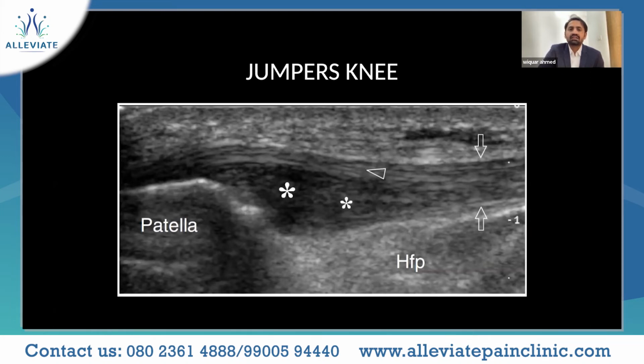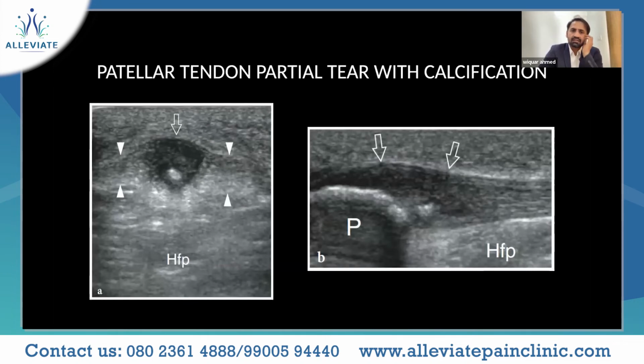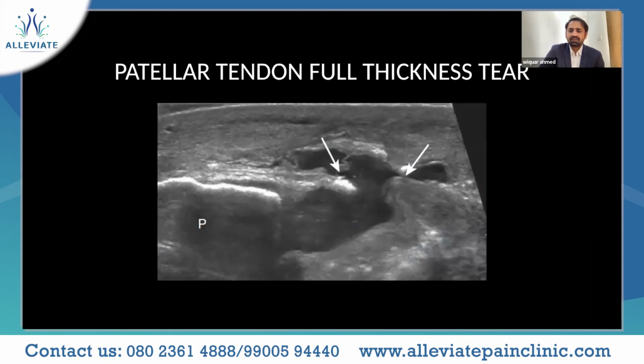And here you can see that the superficial layer is fine. The posterior proximal area is a little thickened. There's no significant thickening. This probably is a case of degenerative tendinopathy. Here you can see that there is a partial tear and with a small speck of calcification which is seen there. And the calcification is visualized well.